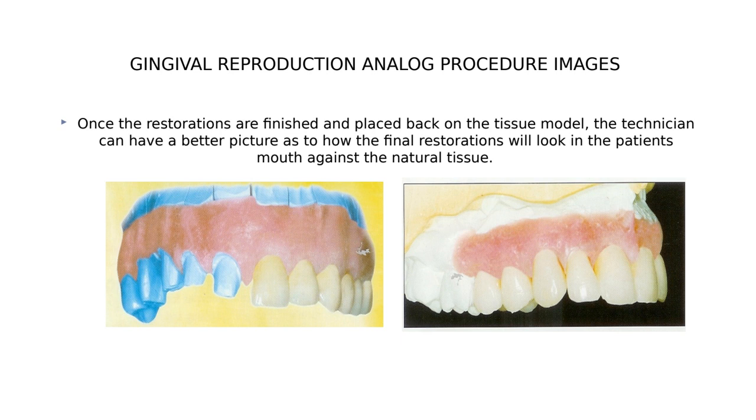So once the restorations are finished and placed back into the tissue model, the technician can have a better picture of how the final restoration would look in the patient's mouth and get the natural tissue. So we can actually see the margins, how the margins are well covered by the gum. And also, like I said, it's very important for more complicated cases.